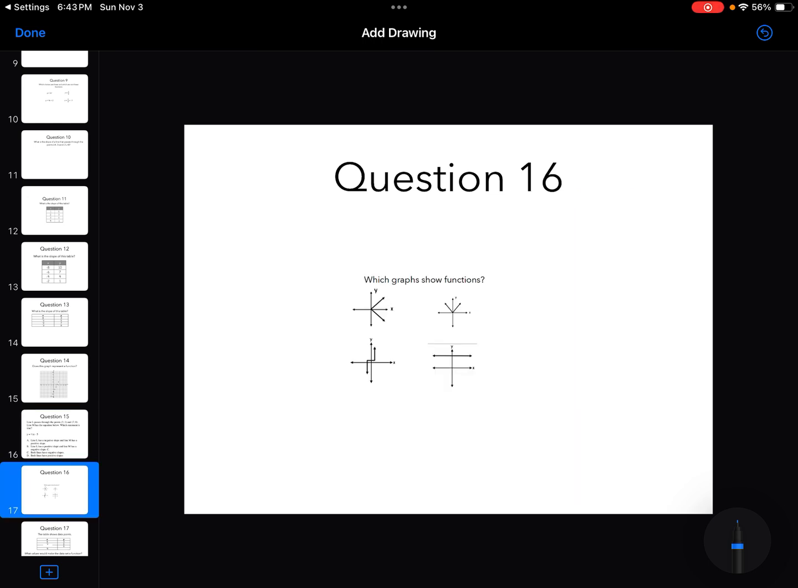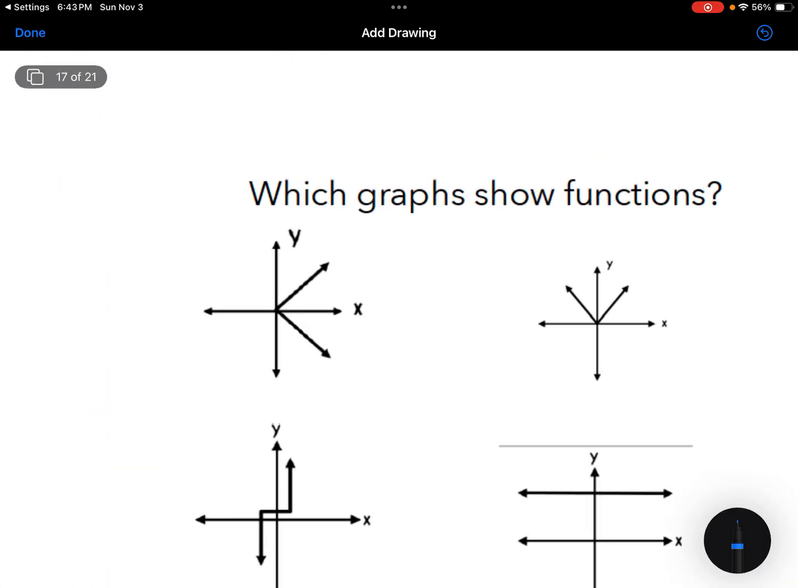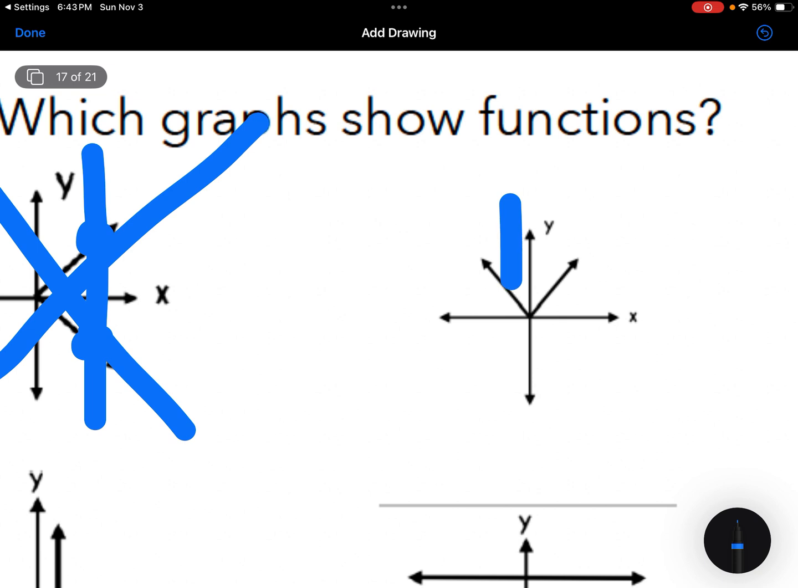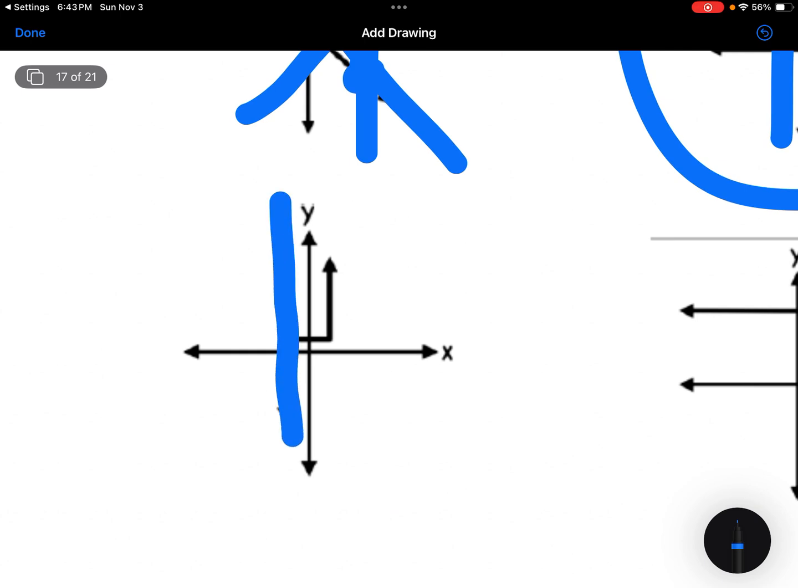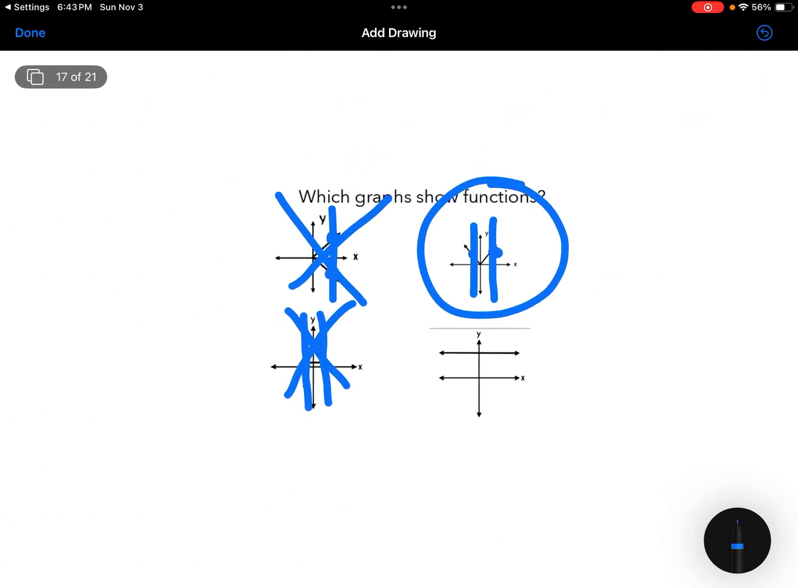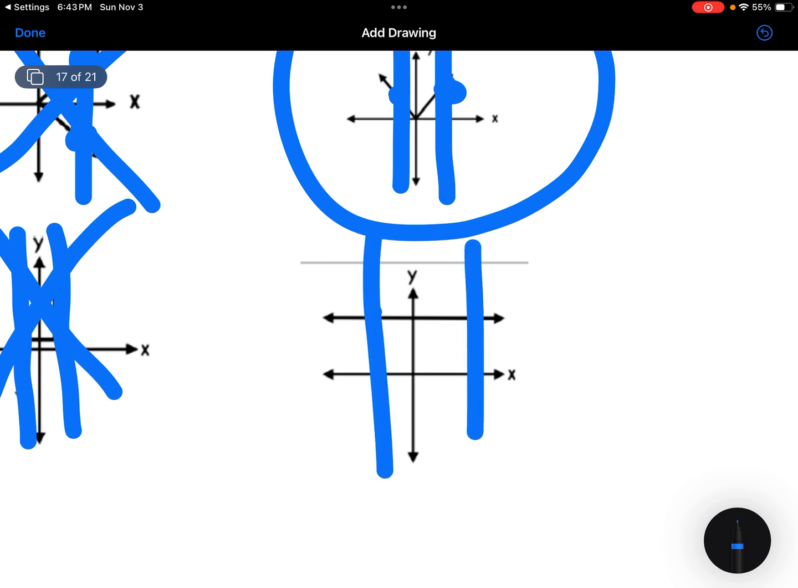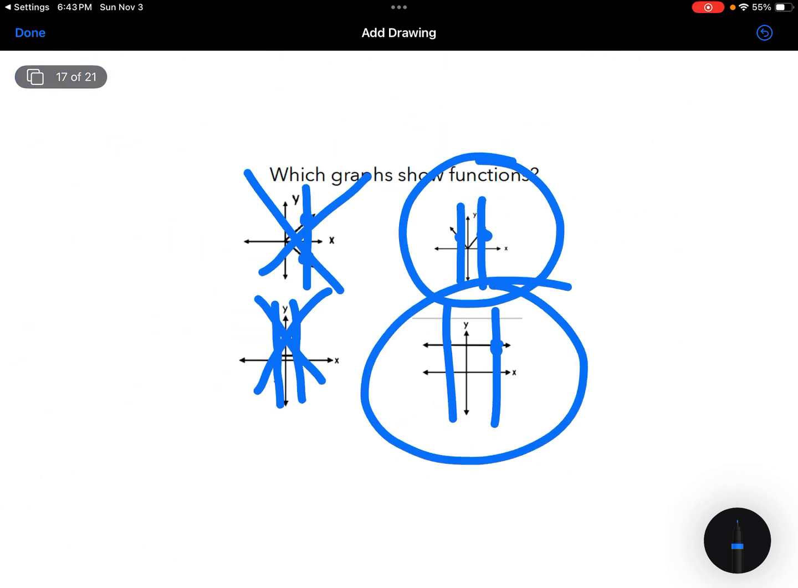All right, which show functions? So it has to pass the vertical line test to be considered a function. So if the line touches the graph in more than one place, it is not a function. Not a function. Only touches it there, only touches it there, so that's a function. This one definitely doesn't pass. Only touches it in one place. So these two are functions.